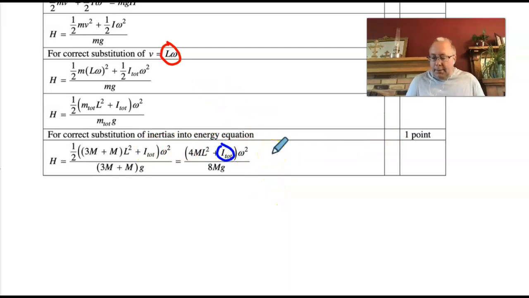All right, so anyway, that's a look at a rotation problem, and hopefully that helps.